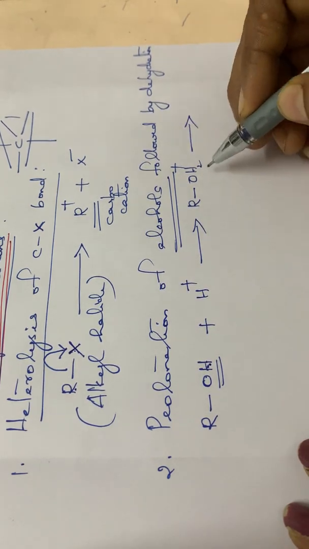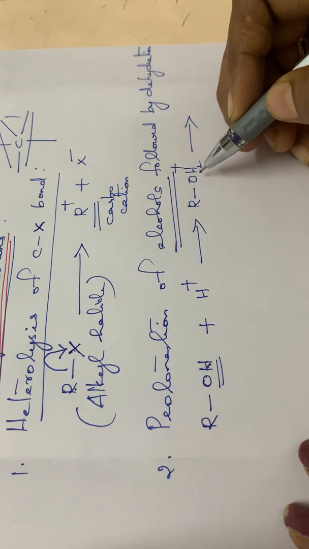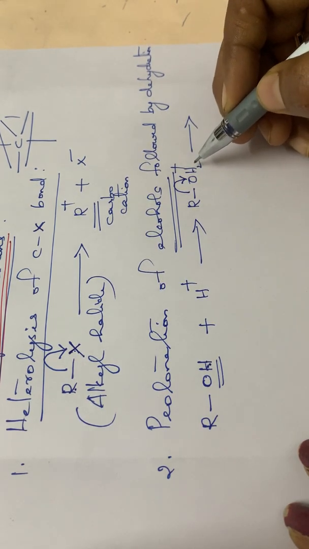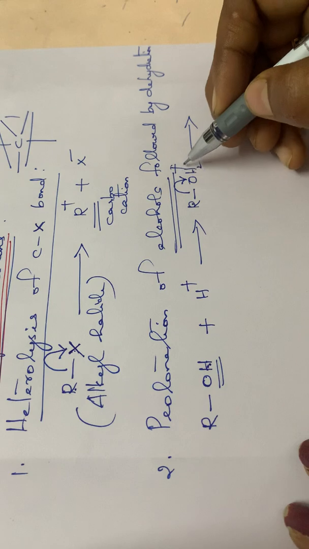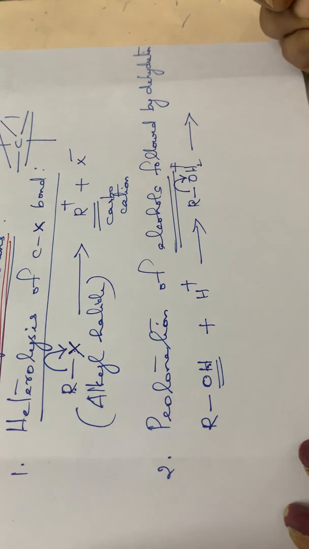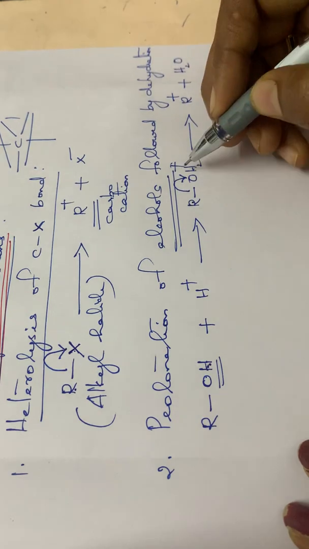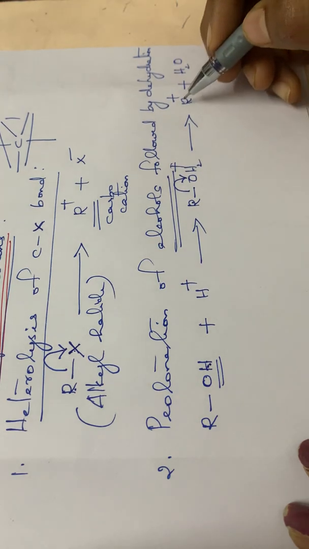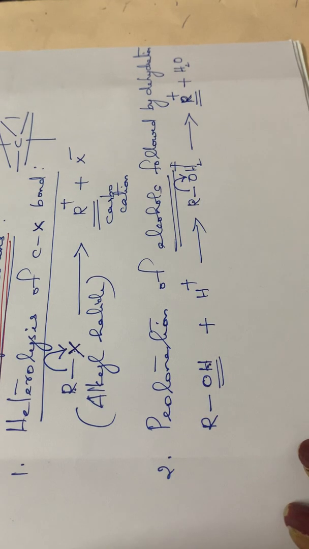Then from this group, one molecule of water is eliminated. That means this electron pair will move along with the H2O molecule. So this R will get a positive charge, and the charge on the water molecule is neutralized by the electron pair from this bond. Here we get R plus and H2O. So we will be having this alkyl carbocation. This is another method of obtaining carbocations.